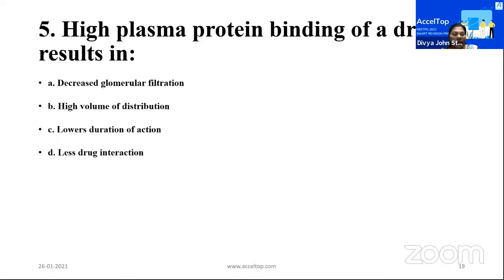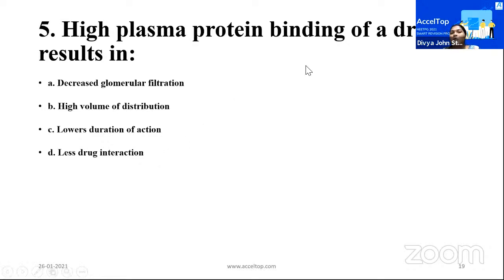The next question is: high plasma protein binding of a drug results in. What does high plasma protein binding of a drug result in? Option A: does it decrease glomerular filtration? Option B is high volume of distribution. Option C is it lowers the duration of action. Option D, it has less drug interaction.